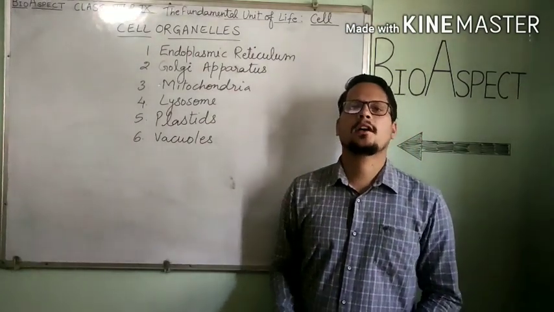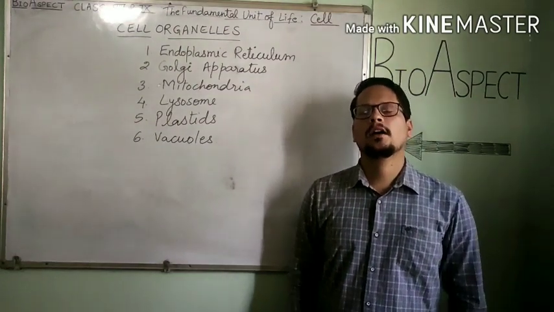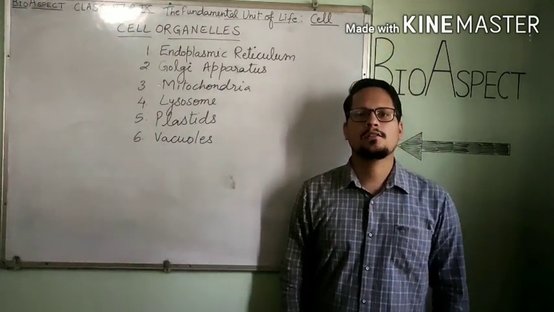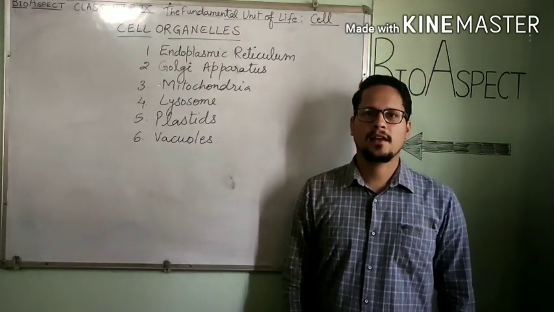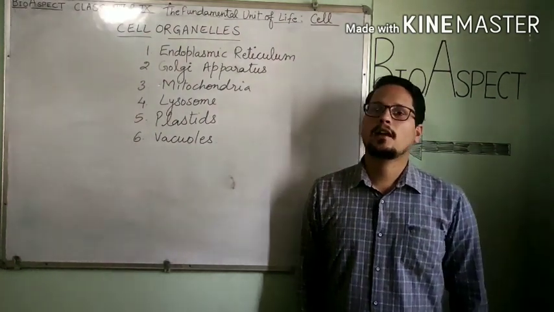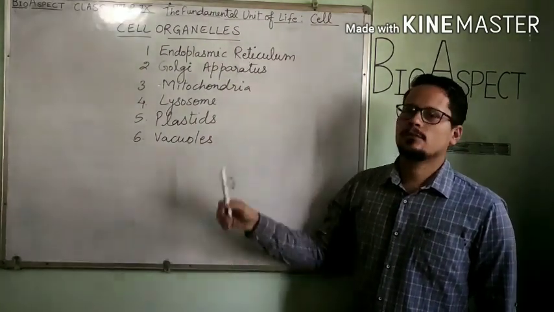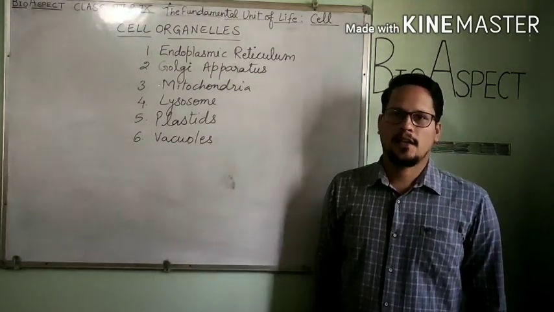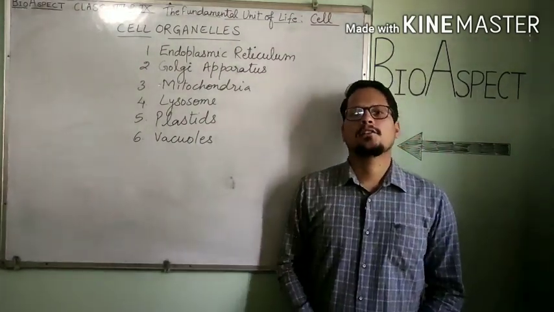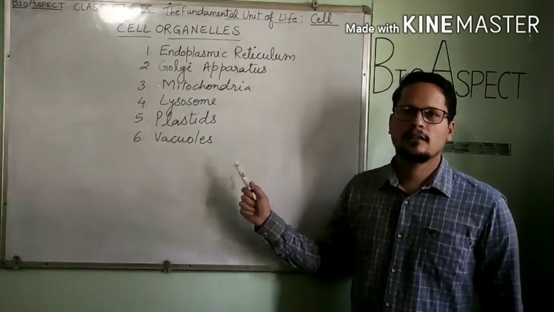Now we will discuss what cell organelles are. The discovery of the electron microscope revealed that many membrane bound structures are also scattered in the cytoplasm, and these are called cell organelles. And what are these cell organelles? Endoplasmic reticulum, Golgi body, mitochondria, lysosomes, plastids, and vacuoles. They have their own functions in the cells. So let's see what their functions are.